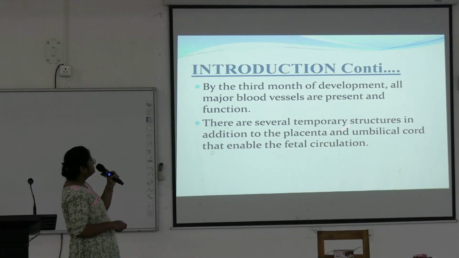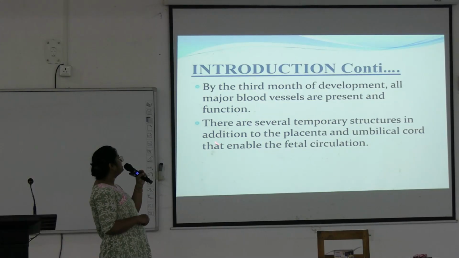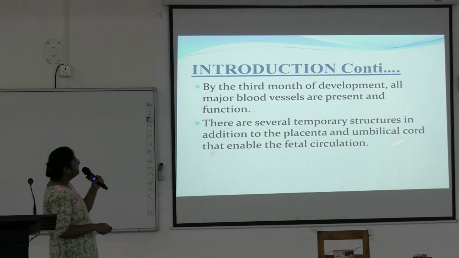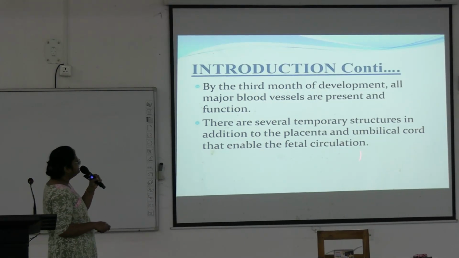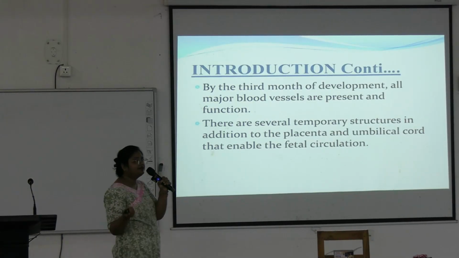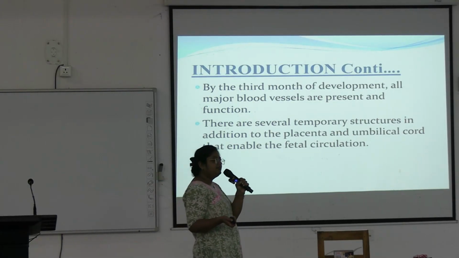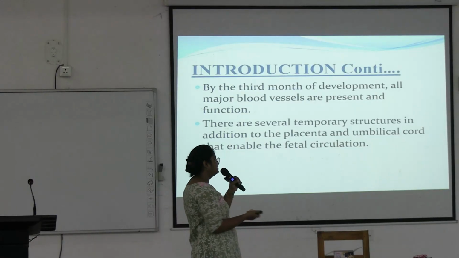And there are several temporary structures in addition to the placenta and umbilical cord that enable the fetal circulation. The ductus venosus and ductus arteriosus are temporary structures. Next.